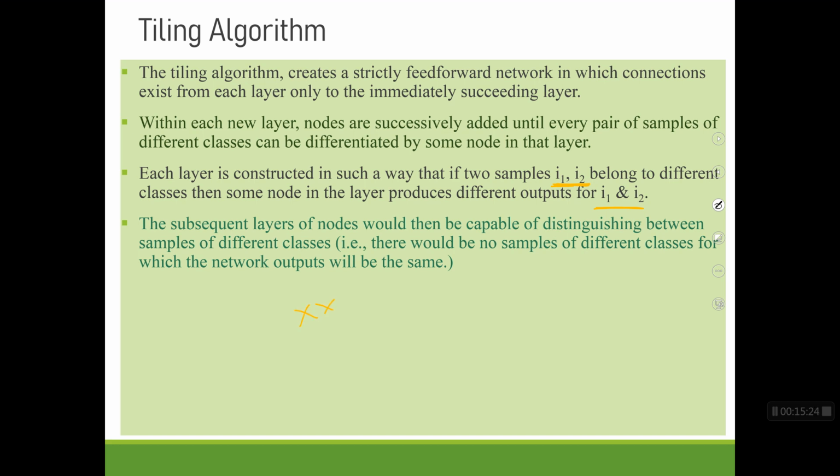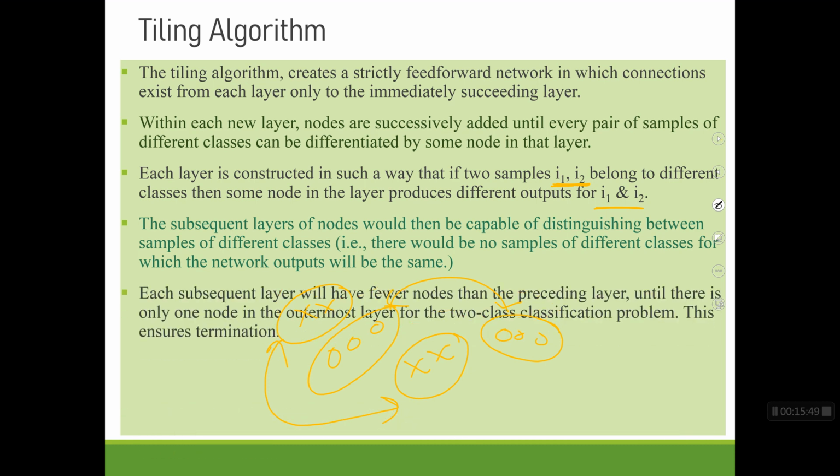Samples meaning this is one sample of class 1, this is another sample of class 1, this is one sample of class 2, and this is another sample of class 2. So all the samples of class 1 should produce the same output, and all the samples of class 2 should produce the same output. That would be ensured by the subsequent layers of nodes in the neural network.